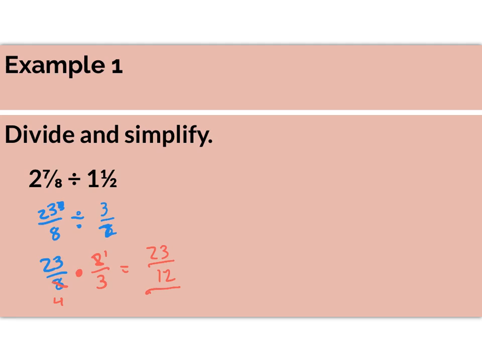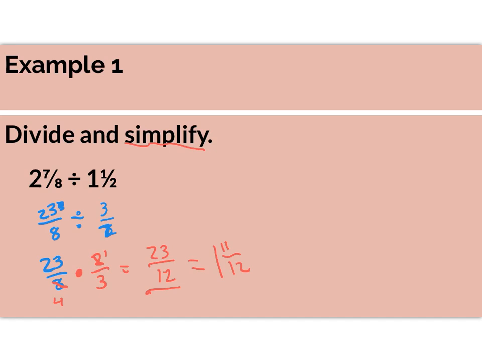This is the correct answer, but you will never, ever see this on a test as an answer. You have to simplify, which means convert it back into a mixed number. 12 times 1 is 12, so 23 divided by 12 will give us 1, and 23 minus 12 is 11, and 12 goes down at the bottom. So 2 7/8 divided by 1 1/2 is 1 11/12.